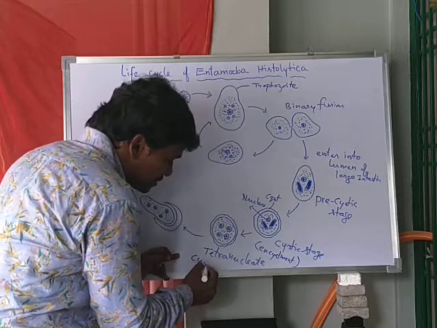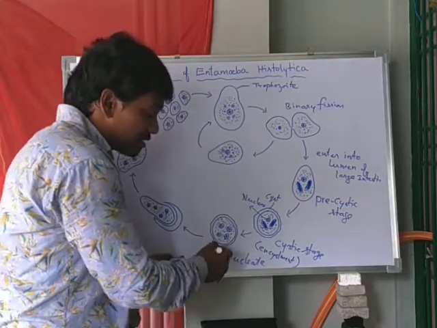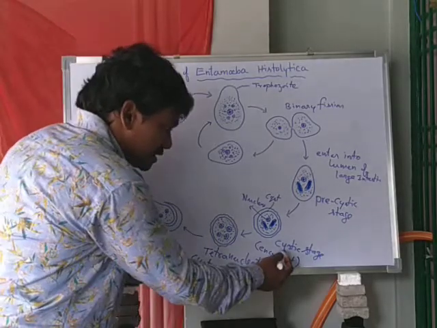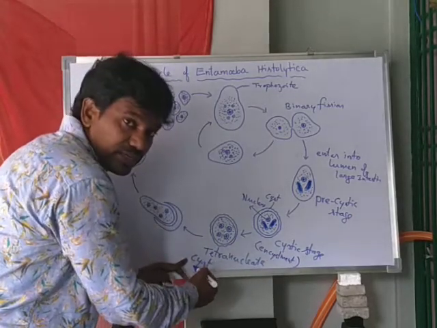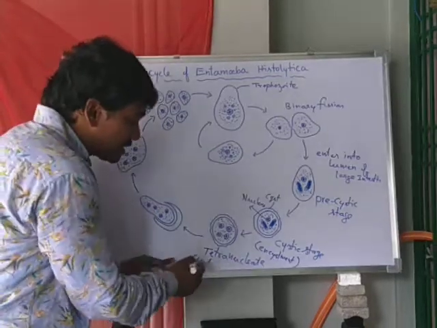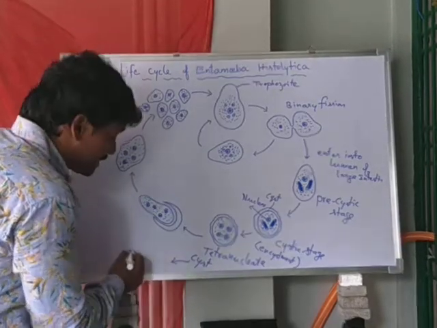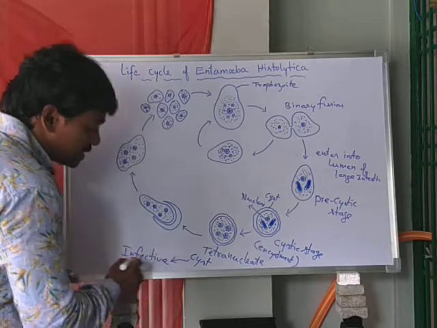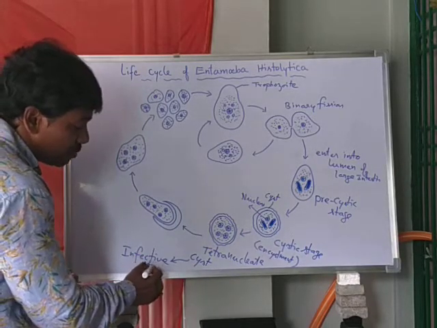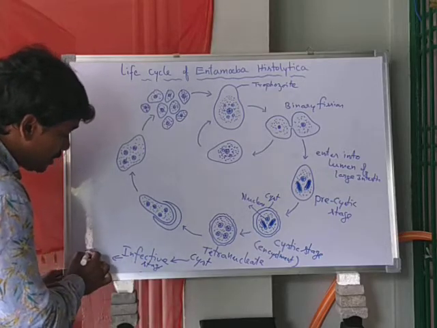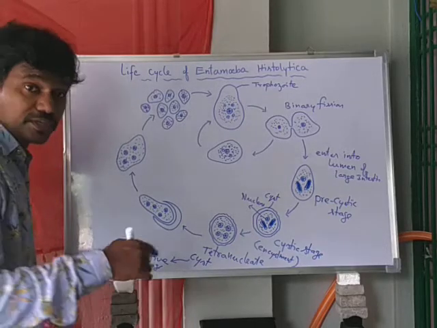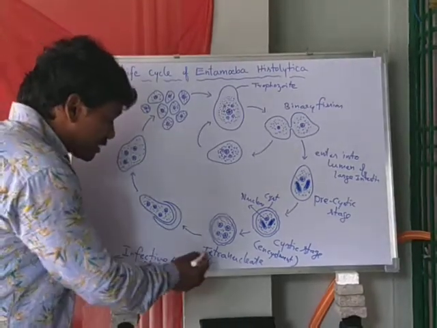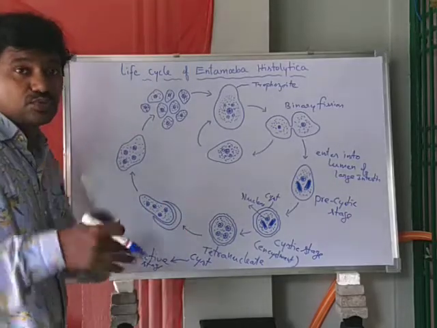Tetranucleate cyst. This stage is known as tetranucleate cyst. That means the cystic stage turns into tetranucleate cyst. This tetranucleate cyst is the infective stage to man, to a new person. It is most important, please remember it: the tetranucleate stage is the infective stage to a new person.